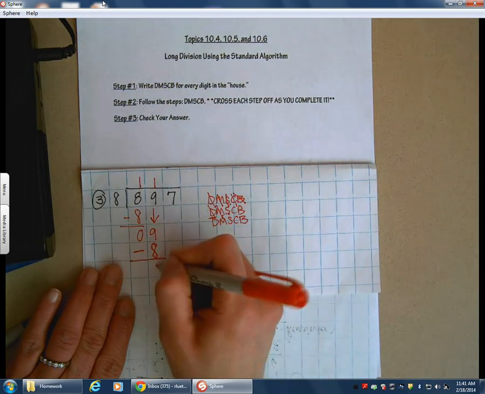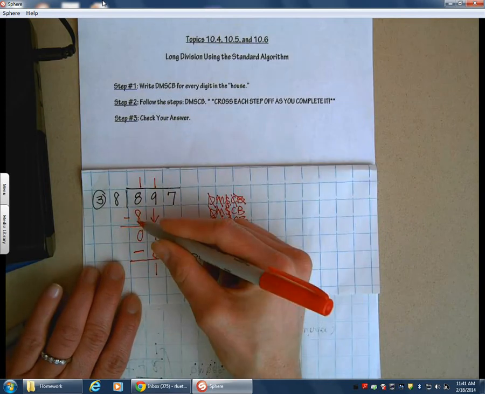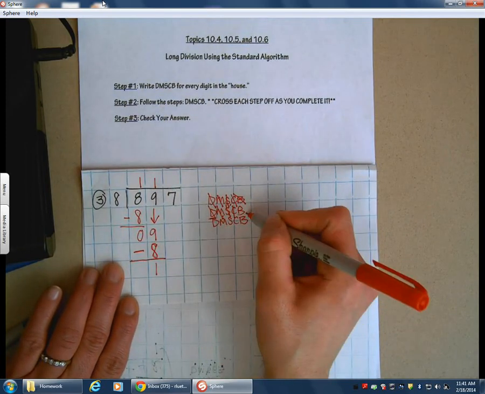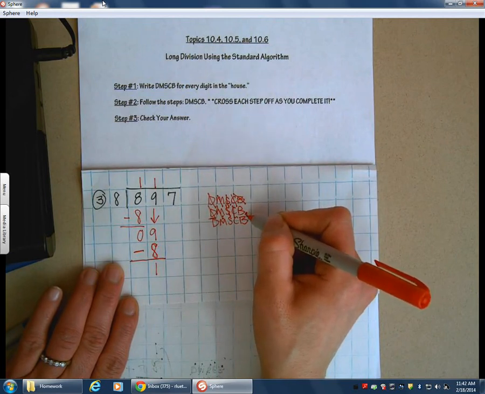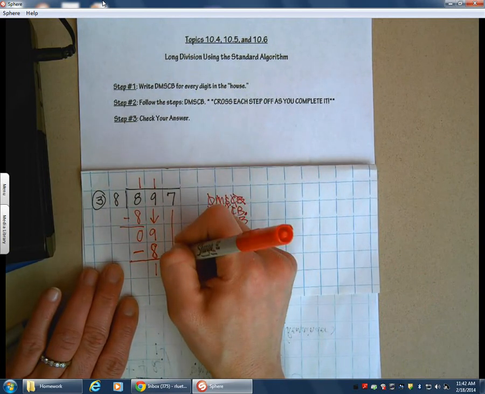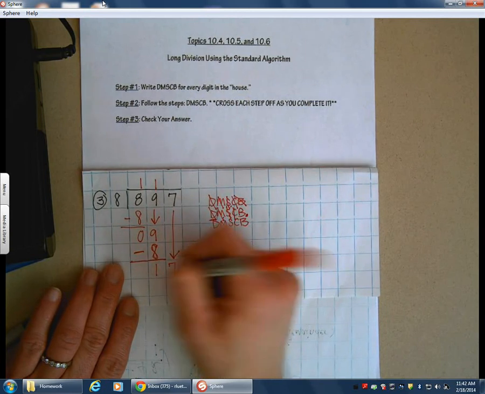Your answer is 1. Compare. Is 1 less than 8? Yes, it is. So now we can move to the next step. Is there still a digit left in the house? Because the B means either to bring up or to bring down. I do have a digit left in the house. I draw another arrow because the 7 has to come all the way down here now.